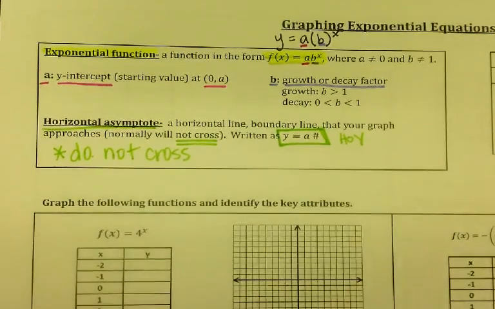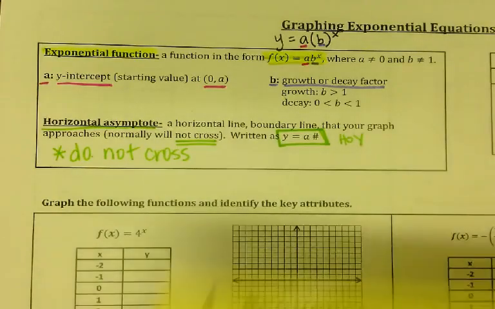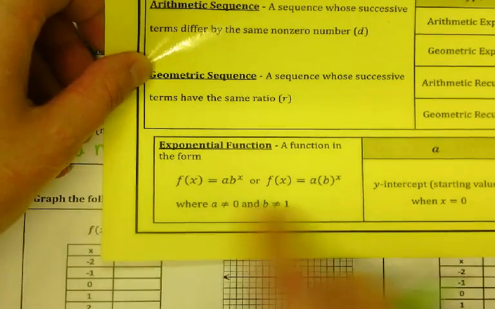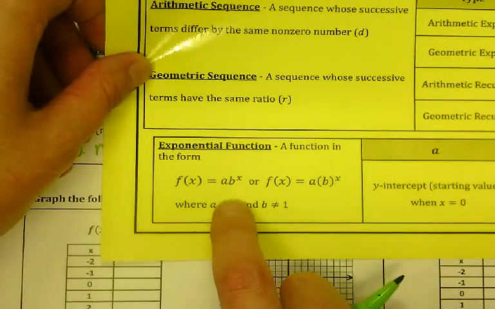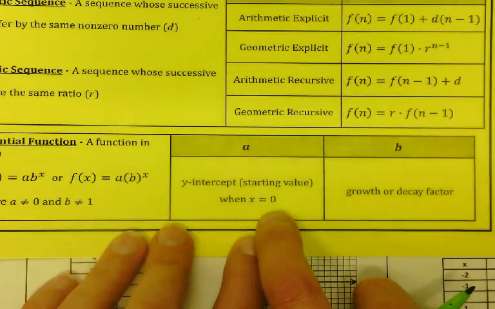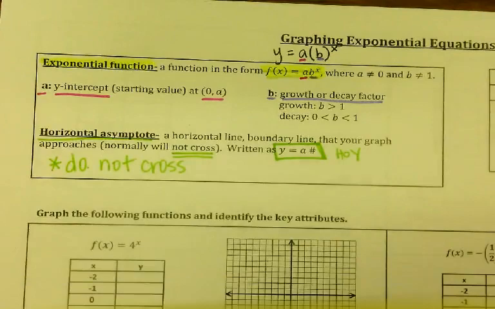You guys are going to get a formula chart that looks a little different with exponential functions. It's going to be a nice yellow one. We have it written both ways: f of x equals a times b to the x. Your y-intercept is your starting value, which is when x equals 0. It's when it crosses that y-axis. And your b is your growth or decay factor.